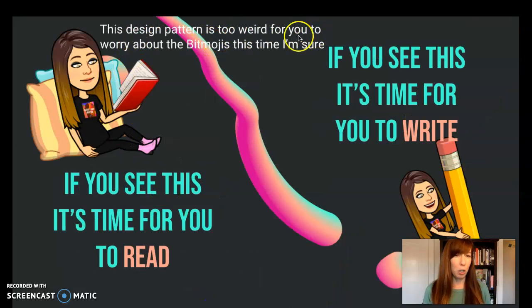This design pattern is too weird for you to worry about the Bitmojis this time, I'm sure. If you see this, it's time for you to read. If you see this, it's time for you to write.